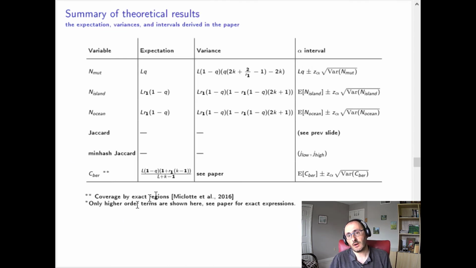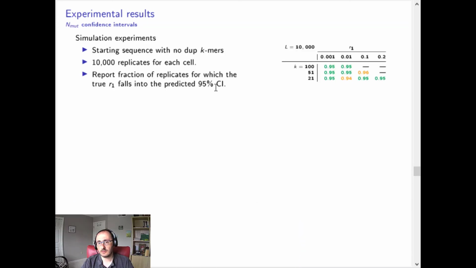This is the summary of our theoretical results, and I've already discussed all of these except CBER, which is the coverage by exact regions, a variable used by Mikolov et al. in their Java error correction tool. Let's look at our experimental results.